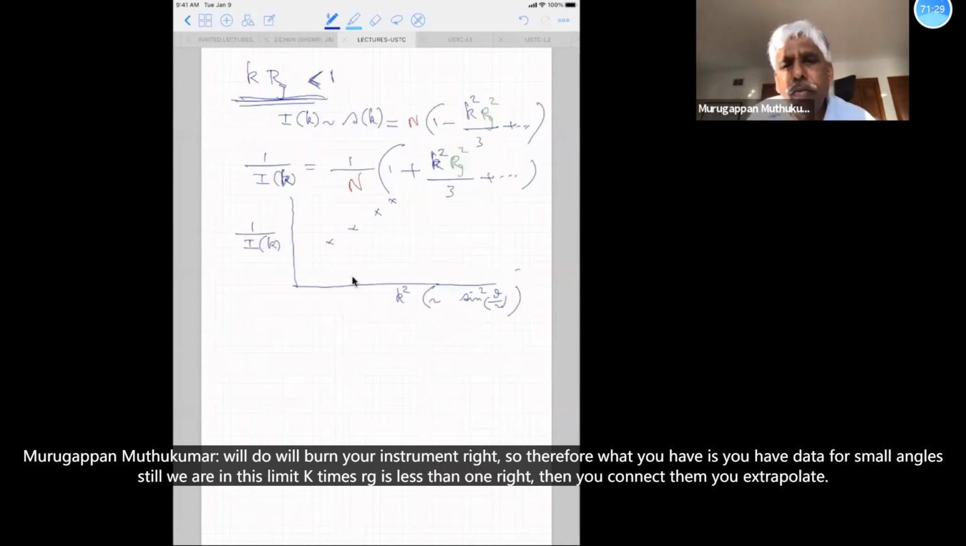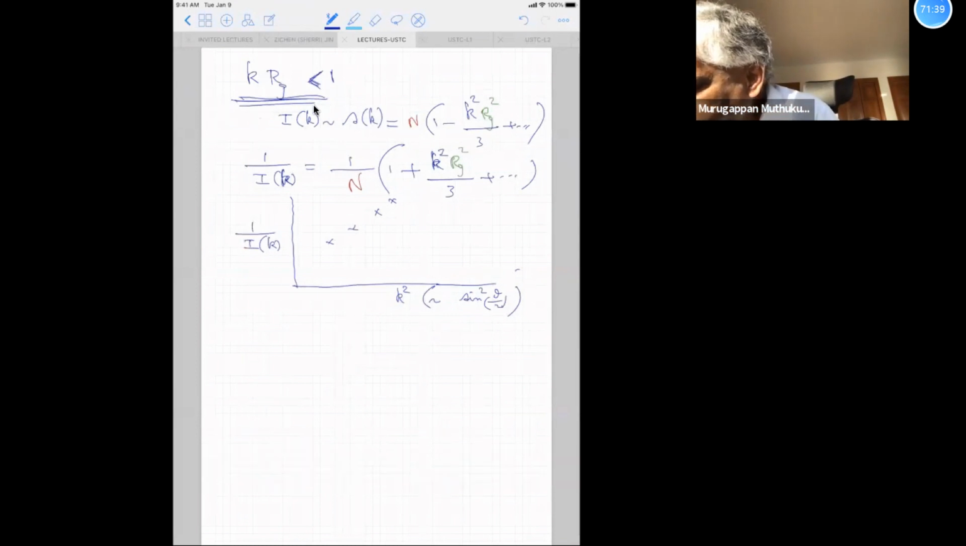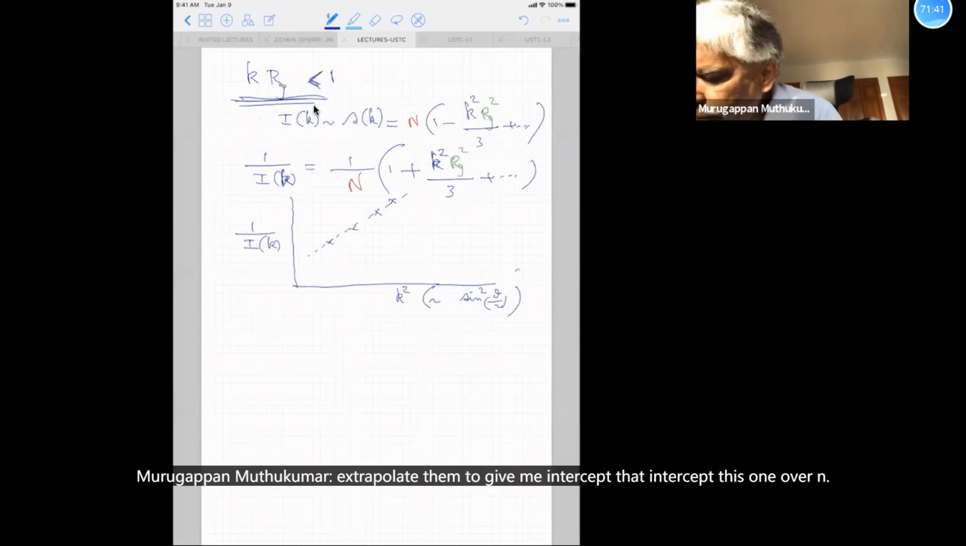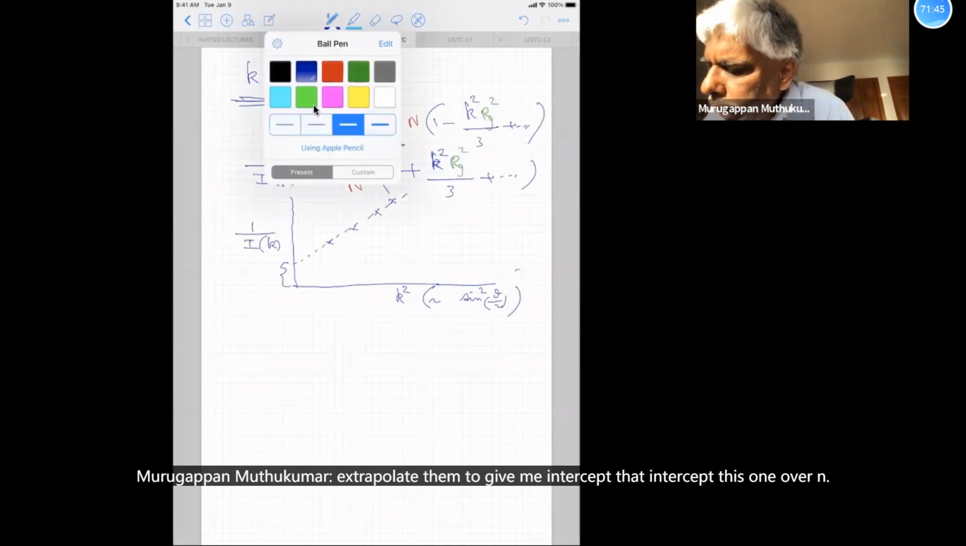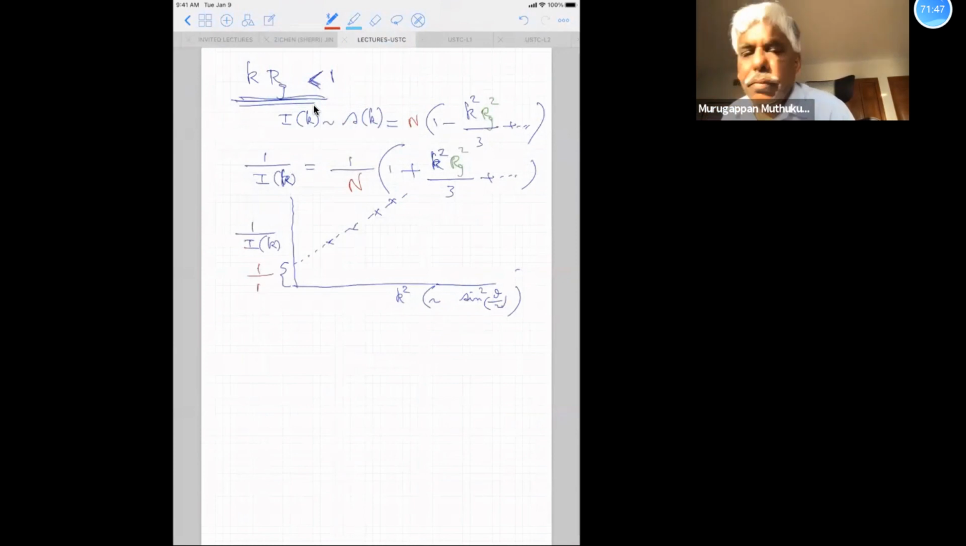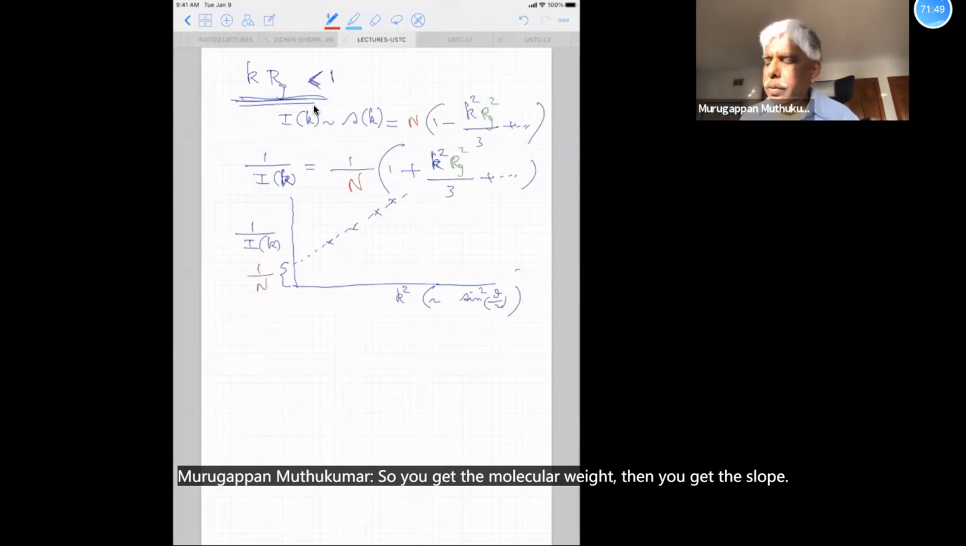So therefore, what you have is data for small angles. Still, we are in this limit, k times Rg is less than 1, right? Then you connect them, you extrapolate them to give me the intercept. That intercept is 1 over n. So you get the molecular weight. Then you get the slope.